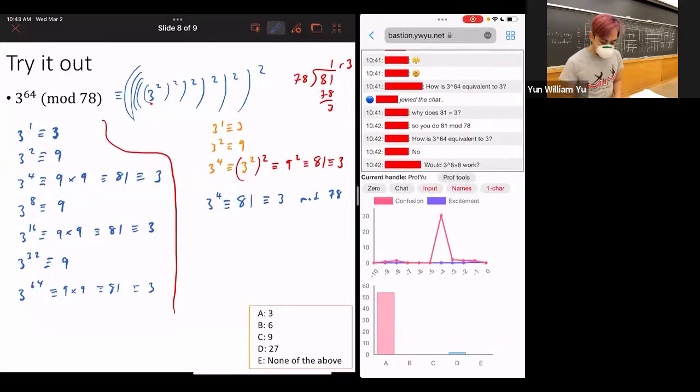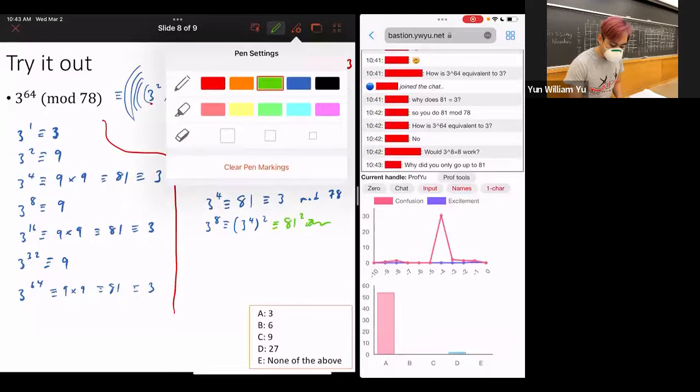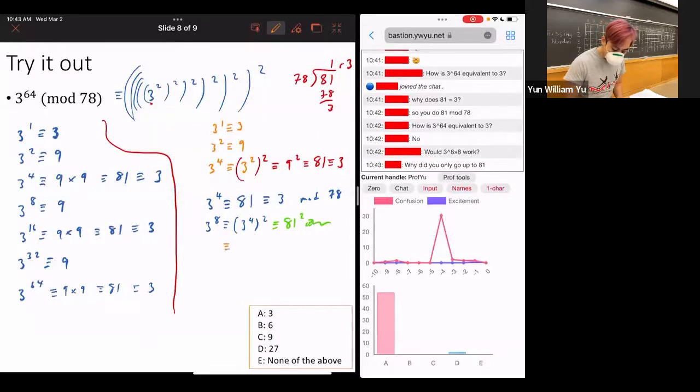And then we have 3 to the 8. But 3 to the 8 is, of course, just equal to 3 to the 4th squared, right? So one way of doing this is to do the ugly thing of doing 81 squared, and that's going to be some horrendously big number. But another way is you can replace 3 to the 4 with 3. So this is also equivalent to 3 squared, which is equivalent to 9.